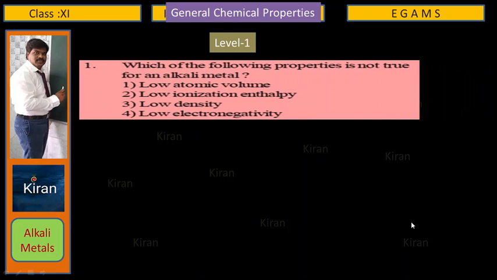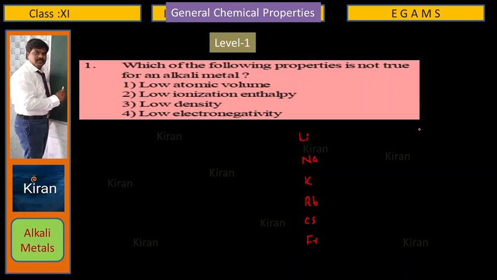Which of the following property is not true for an alkali metal? Here the 4 properties given: low atomic volume, low ionization enthalpy, low density, low electronegativity. When you observe in the periodic table, all the alkali metals are having higher atomic sizes comparing with other metals. When you see the periodic table, each and every period starts with alkali metal: lithium, sodium, potassium, rubidium, cesium, francium.